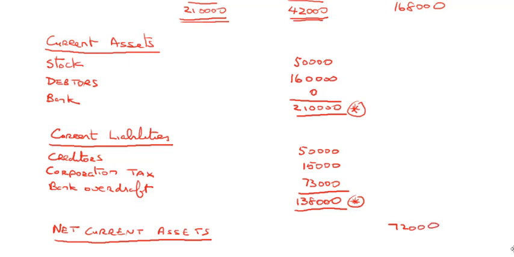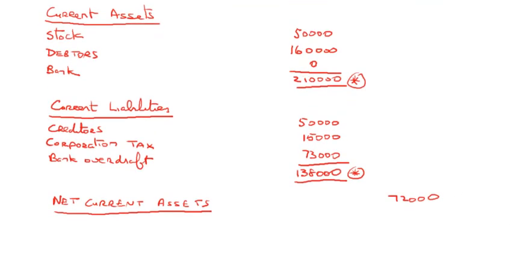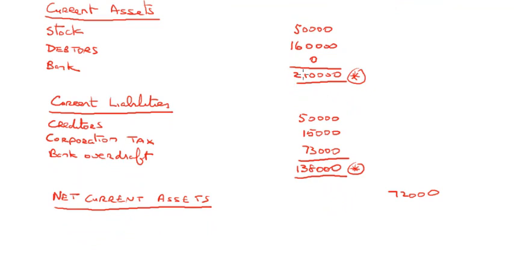Okay, so what does that 72,000 tell us? It's the excess of current assets over current liabilities. And what this figure lets us know is the ability of the company to pay its short-term debts as they fall due. So is this business able to pay its short-term debts as they fall due? Well, what are the short-term debts? Well, here they are here.